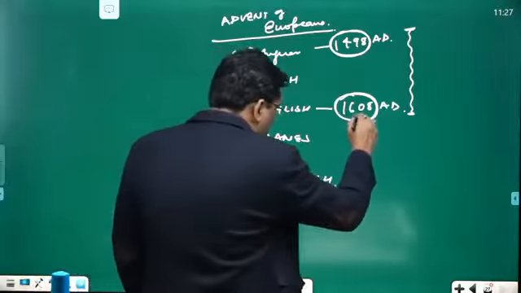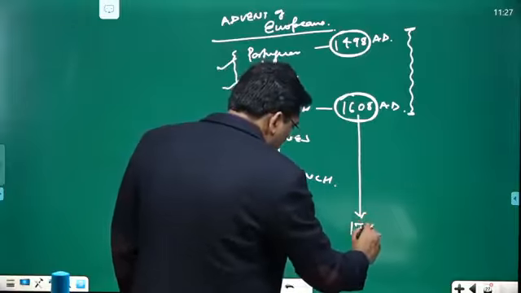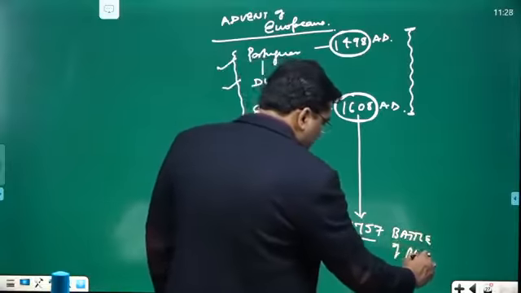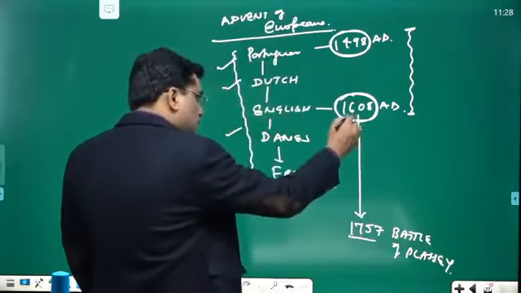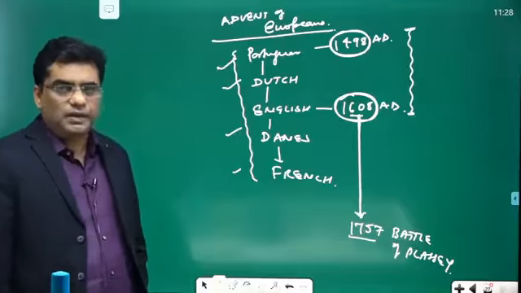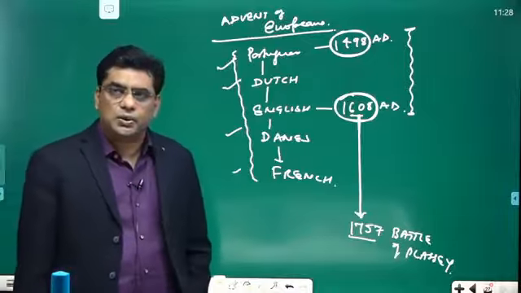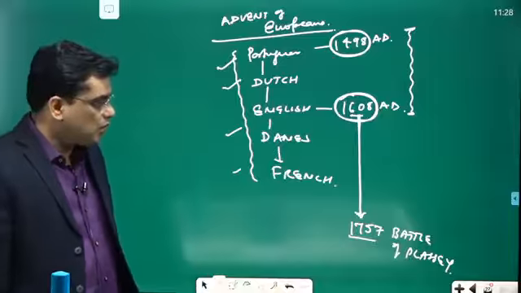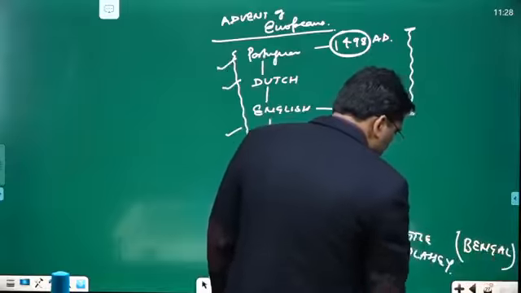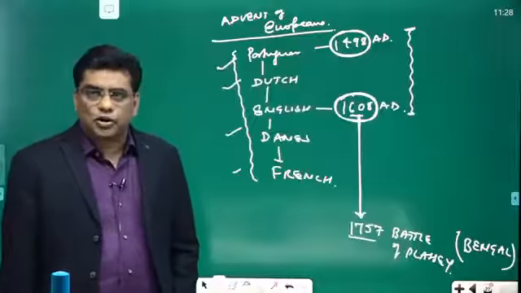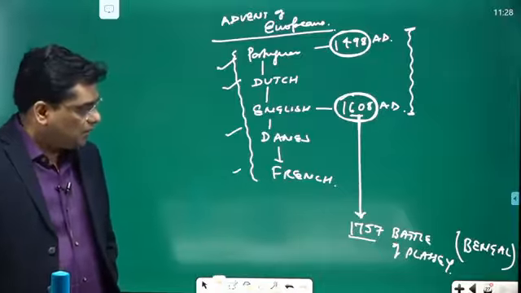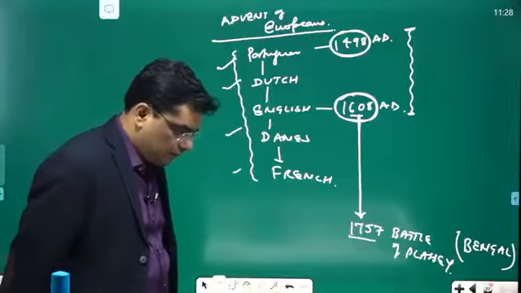And after 150 years, I hope you remember the Battle of Plassey for your school exam information. Look at the timeline, 1608 to 1757, 150 years. For 150 years continuously this company remained a trading organization. And after 150 years, it transformed into a political power by capturing Bengal. The capture of Bengal was the biggest gift because Bengal was the most prosperous province at that time. So 1757, Battle of Plassey.